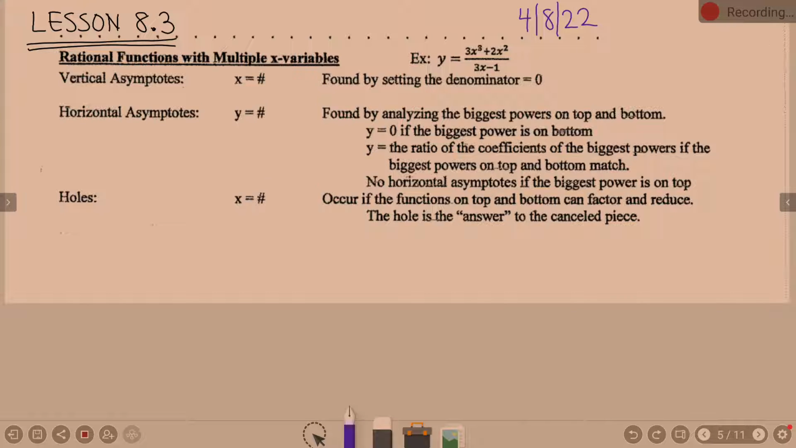Lesson 8.3 is more looking at graphs and how graphs look. But we're not so much going to be looking at the actual graphs themselves. We're going to be looking at certain characteristics of the graph and how we find those. So we're going to be looking at asymptotes, how we know an equation has asymptotes and what those asymptotes are. So we're going to be looking at vertical asymptotes, horizontal asymptotes, and something called poles.